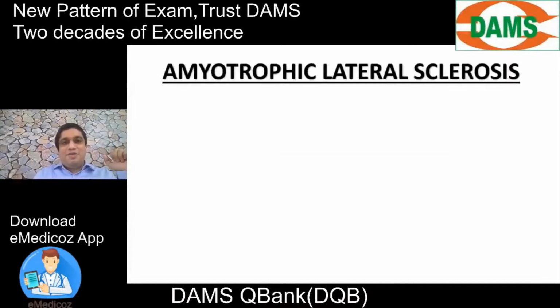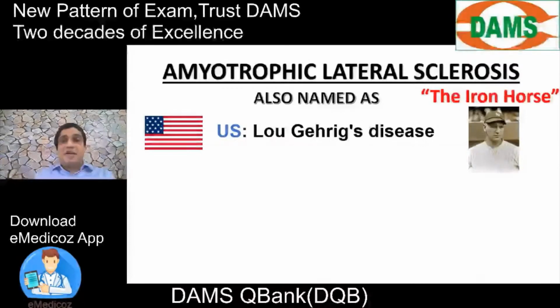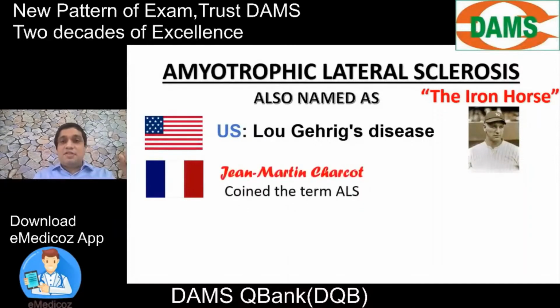Now, amyotrophic lateral sclerosis is also named in the United States of America as Lou Gehrig disease because Lou Gehrig, who was a famous baseball player who played for the New York Yankees, suffered with this, and unfortunately he died very young because of this neurodegenerative disorder. He also got a title in his life as the Iron Horse. But in France, a famous neurologist there, Jean-Martin Charcot, coined the term ALS.